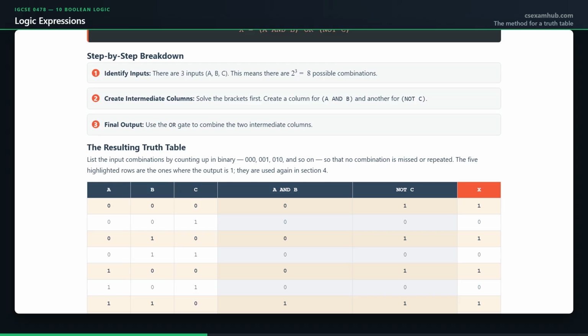Tracing one combination is fine, but a truth table needs every combination. The method has 3 steps. First, count the inputs. 3 inputs, A, B, and C, means 2 to the power of 3, which is 8 rows. 2 inputs would be 4 rows, 4 inputs would be 16. Second, add intermediate columns, 1 for each bracket in the expression. Here that means a column for A AND B and a column for NOT C.